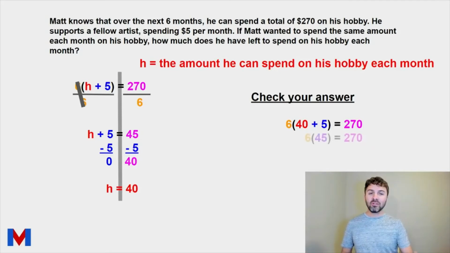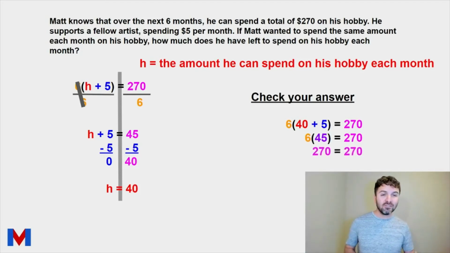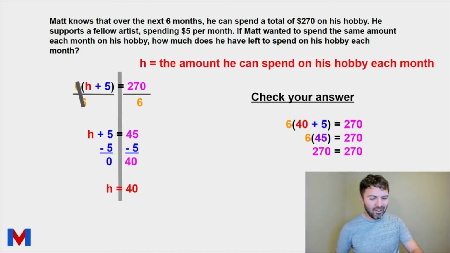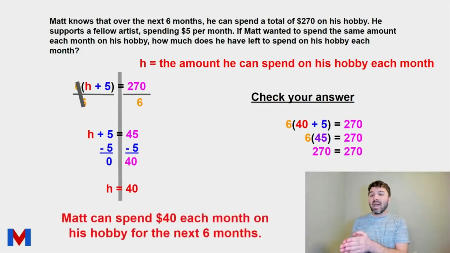And now I'm going to do order of operations, parentheses first. So 40 plus 5 is 45, and then I'm going to multiply 6 times 45 is 270, and 270 is 270, and that's what we're hoping for. That means this is good. All right, so now we can say that Matt can spend $40 each month on his hobby over the next 6 months.